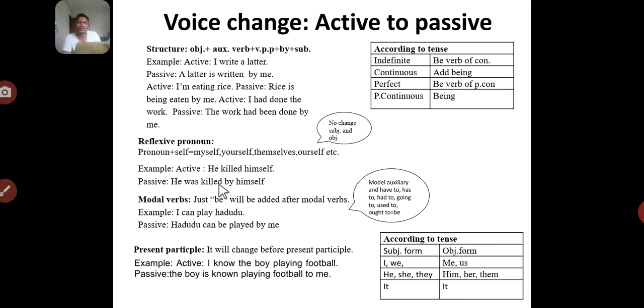So killed is the past participle form, and we will use by, and then the objective form of the subject.